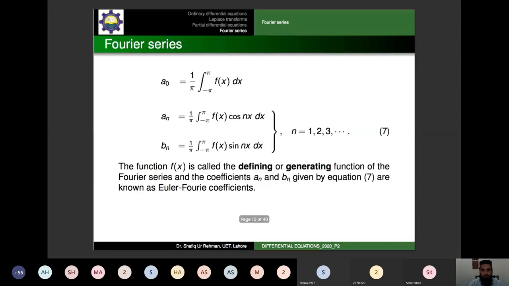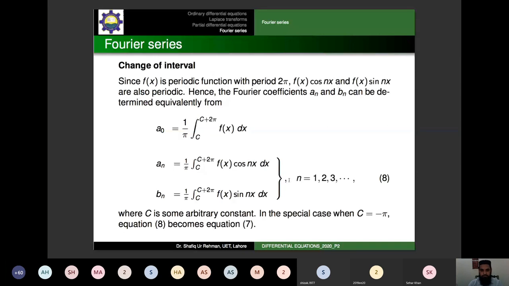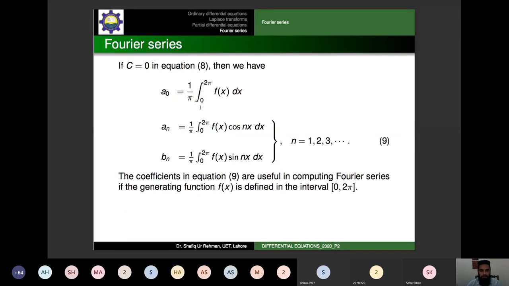So how do we calculate them? These are the formulas for a specific interval, when we talk about an interval of length 2 pi. We could also look into alternative intervals. An interval extended from 0 to 2 pi, for example, or minus 3 pi by 2 to pi by 2, for example. So how do we do that? By extending an interval from c to c plus 2 pi, by taking certain values of c, like minus pi, you will go back to the previous formulas. Or if you take c equal to 0, for example, the interval is extended from 0 to 2 pi.